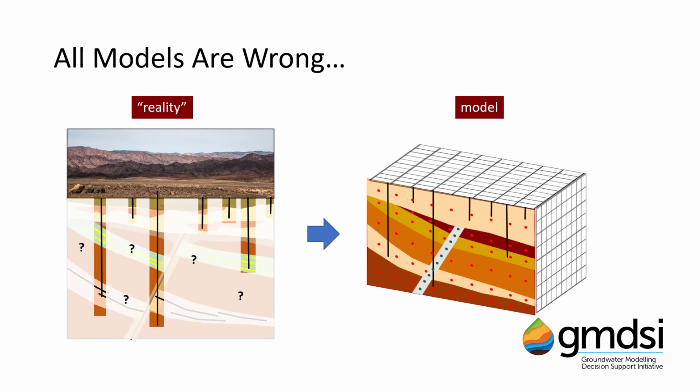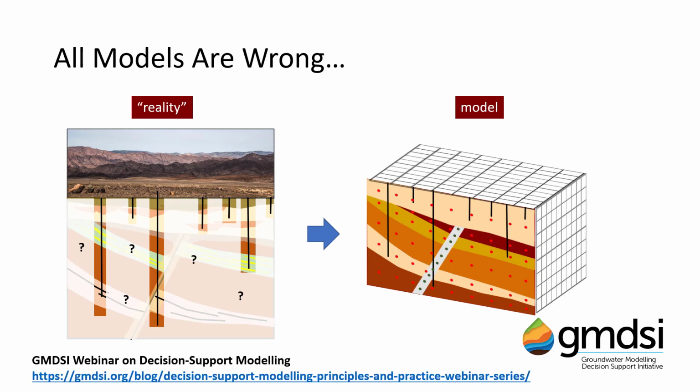If you would like to listen to a more in-depth review of these concepts, Catherine Moore and John Doherty present a nice summary in the GMDSI webinar on decision support modeling concepts, which you can find on the link shown on the slide. So, as a groundwater system can never be known exactly, nor can it be simulated exactly, it follows that an accurate model is an impossibility.